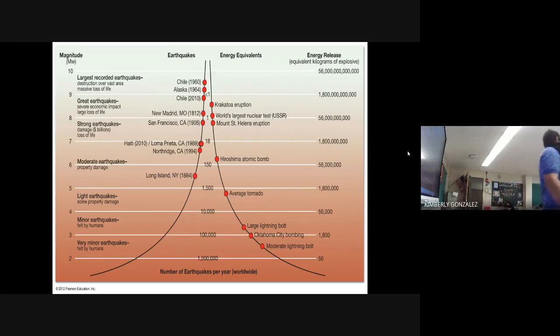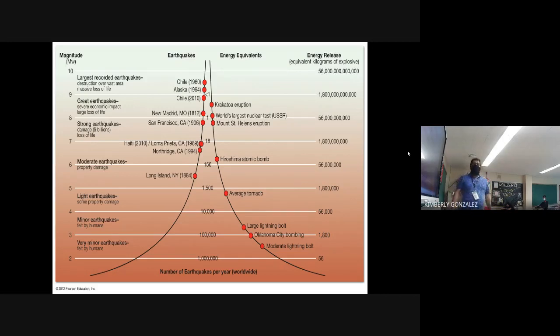Now, amazingly, it didn't kill a lot of people. And the reason why is the people in Chile have been experiencing earthquakes for their entire existence. So they build their buildings the right way. There was some loss of life, but it wasn't bad. They put the money into building the buildings right and all those sorts of things.